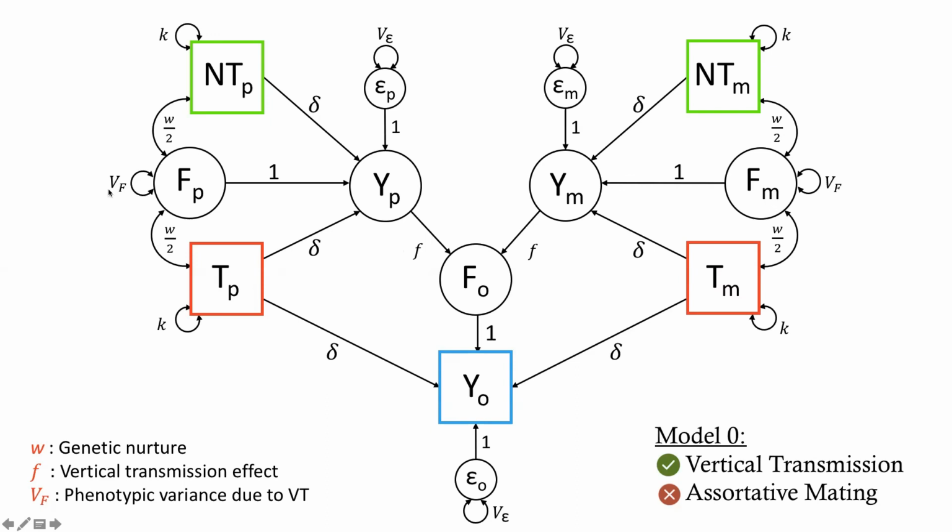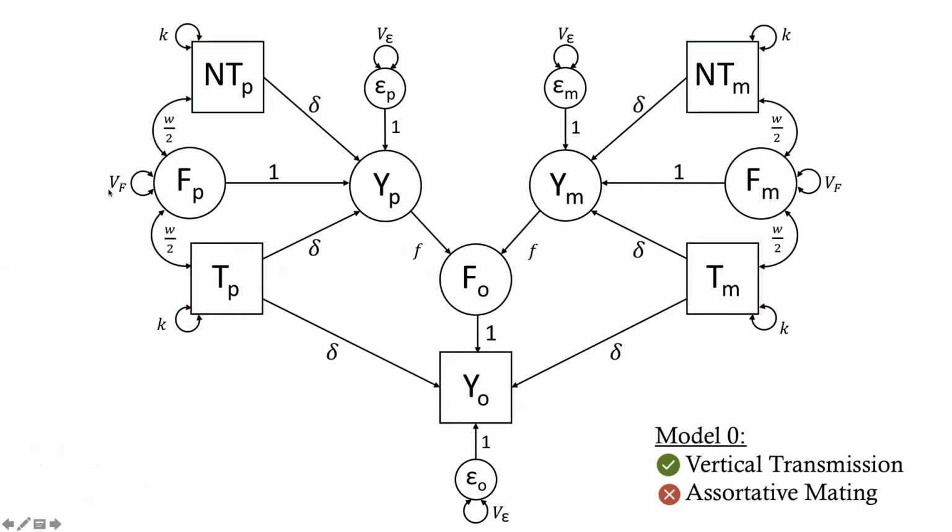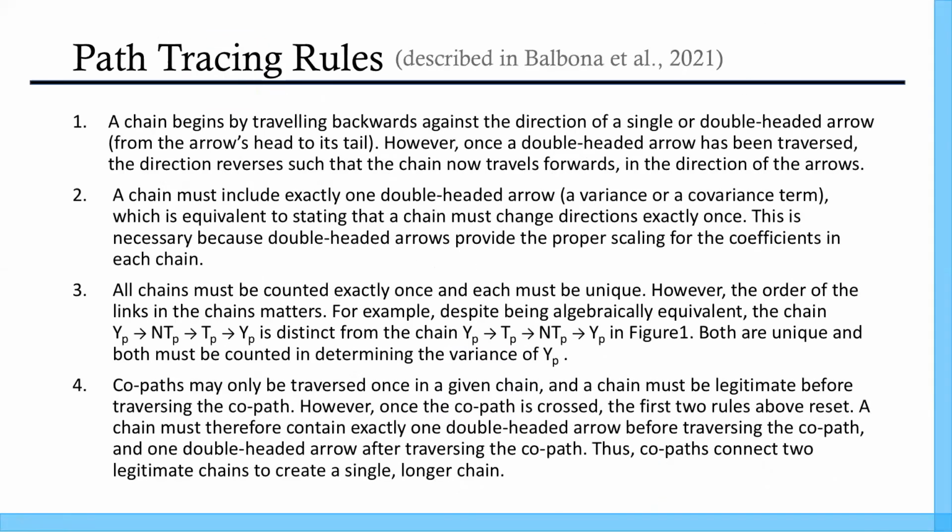To give an example of how that works, I'll show how we can obtain the algebraic expectation for the covariance between the offspring phenotype and the non-transmitted paternal PGS. So to do this, we just need to trace all of the paths between YO and NTP that abide by a specific set of path tracing rules, which are shown here. And I won't go through this because that is a lot of text, but feel free to pause the video and read through these if they're of interest. We also describe them in some detail in our paper if you really want to get the nuances of these down.